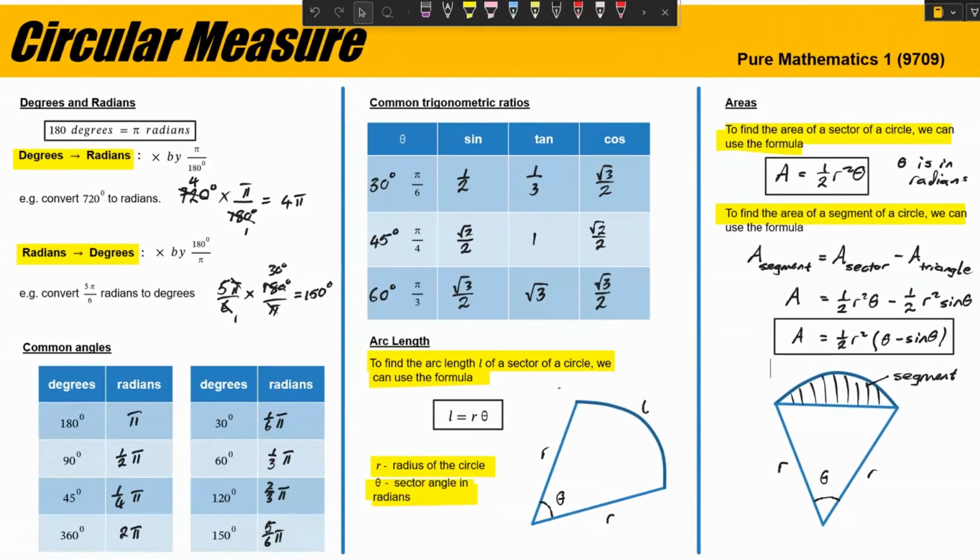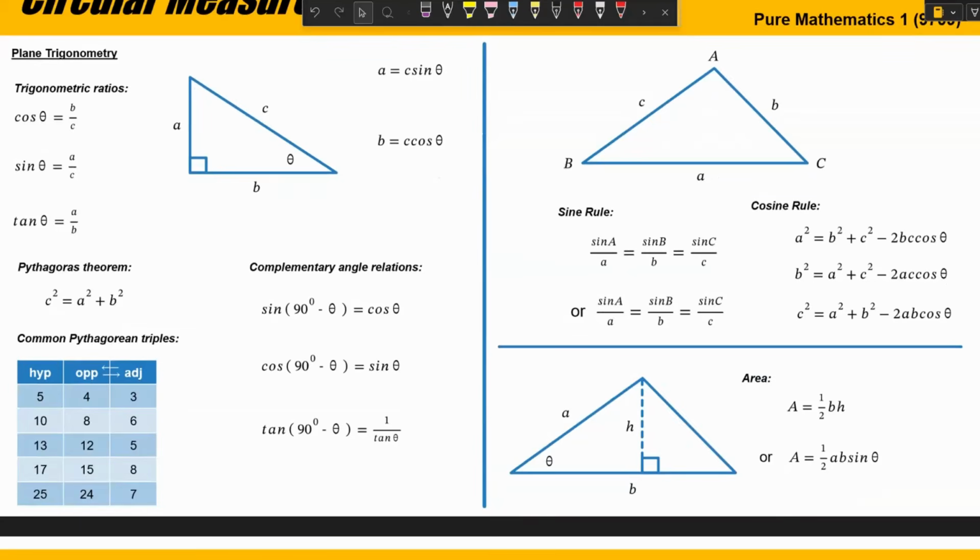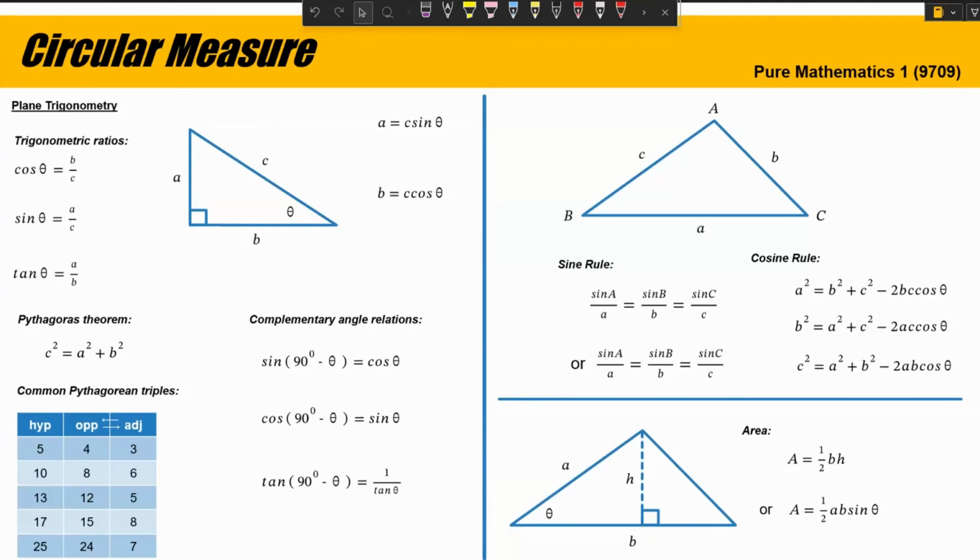These are the basics, and we still have more, because besides these formulas, there are other things that relate to circular measure which you just have to know. So let's go to the next concept. The next few things that you need to know if you're going to master this topic are concepts related to plane trigonometry. You have to know the basic trigonometry of a triangle in order to answer properly questions involving circular measure.